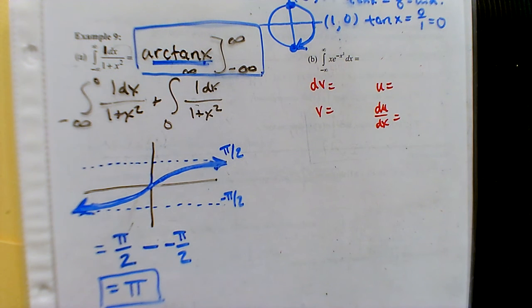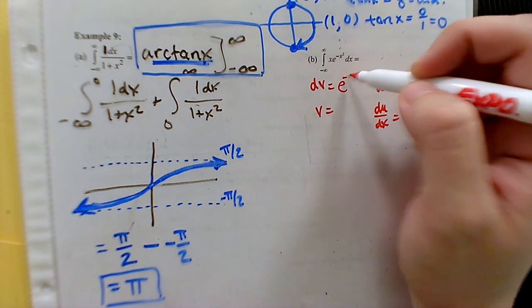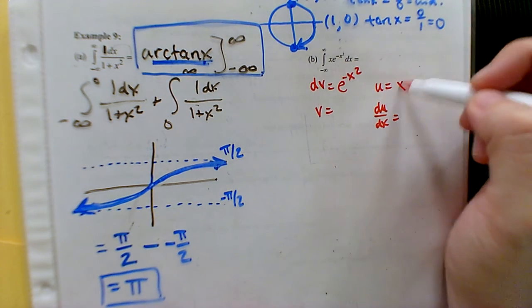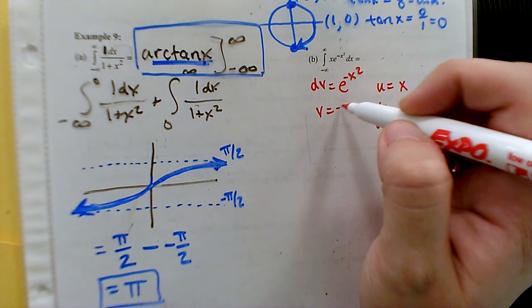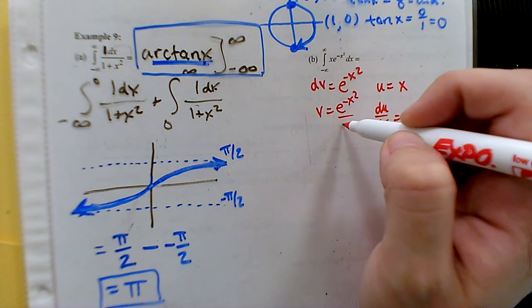All right, what do you want to let dv be? What do you want to let u be? e to the negative x squared. So u would be x. What would you get if you worked backwards from v? Or backwards from dv? e to the negative x squared over x squared, is that what you said?